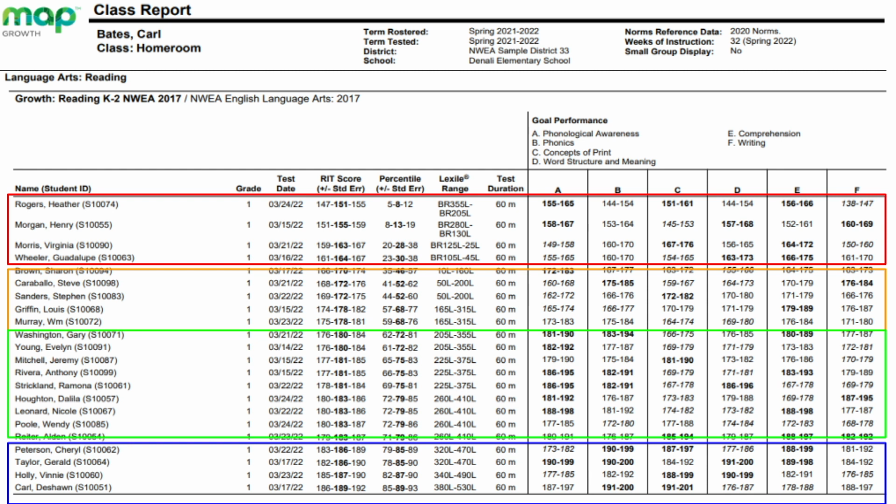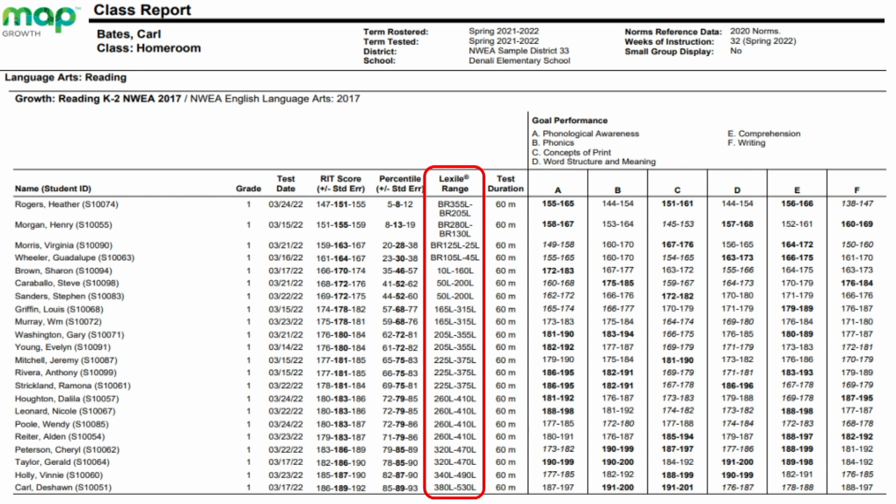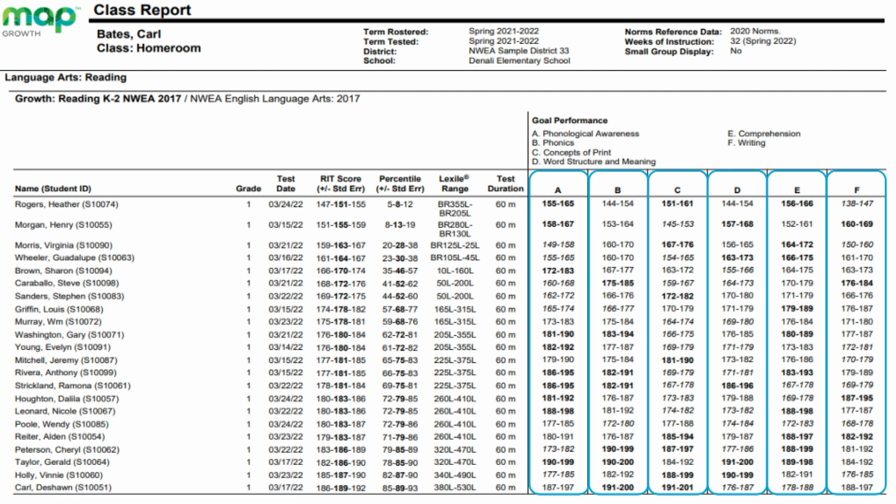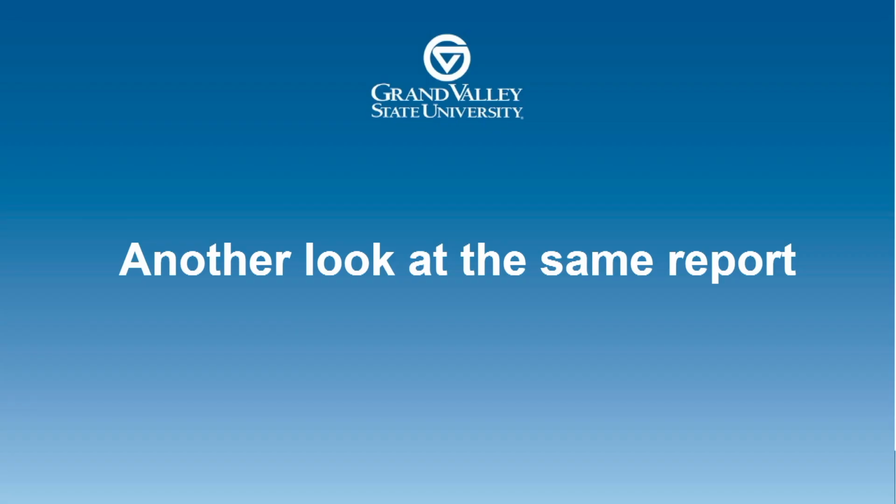And we can see the students down near the bottom of the page who we might need to be pushing a little bit, who might need to be challenged a little bit. Highlighted here are the Lexile ranges from their corresponding RIT scores. And we can see how students performed in the different instructional areas as it relates to reading and language arts.